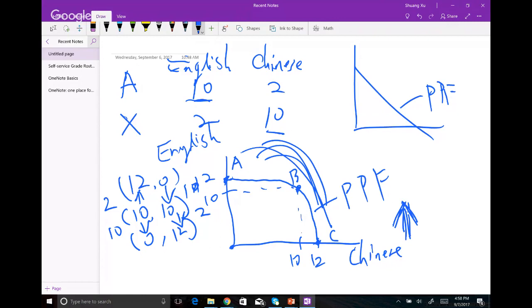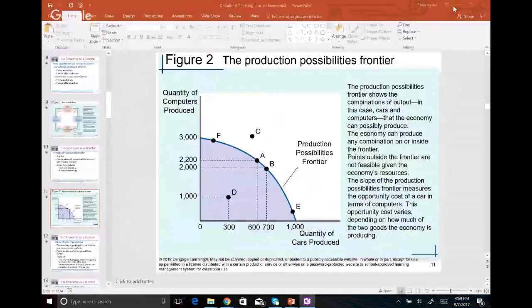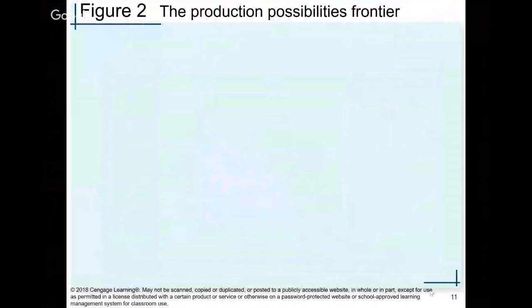Okay, so that only happens when you have a bowed-out PPF. But if it's a straight line, it doesn't matter how many you produce, your opportunity cost is constant. All right, make sense? Now, if you have more questions, always ask me. I know this is not the easiest concept, but always ask me questions, guys. All right, let's keep going.